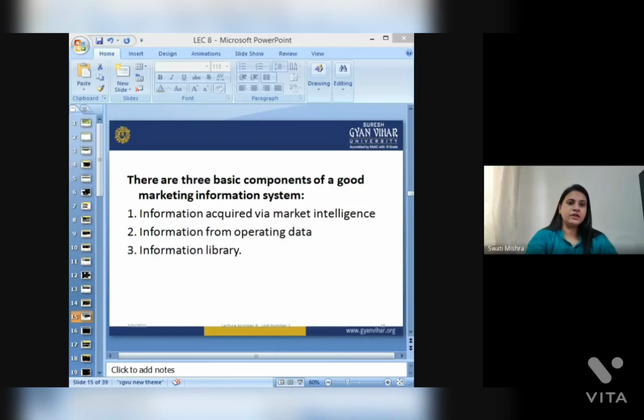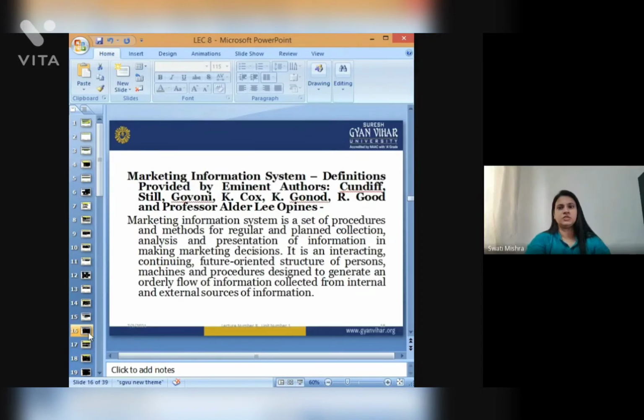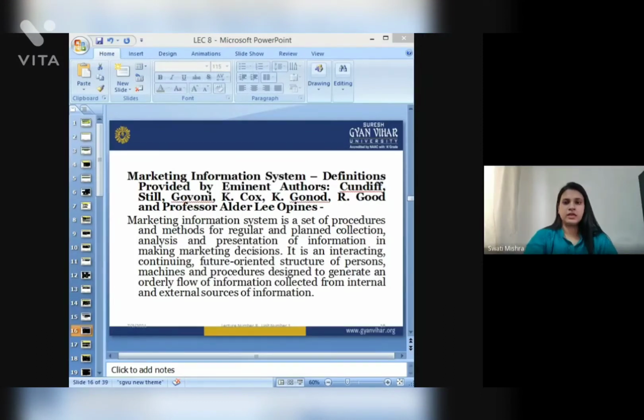So now that we have understood what the three basic components of a marketing information system are, we will move ahead, and now I will introduce you to the formal definition of the marketing information system, defined by some renowned authors like Cundiff and Govoni. So, marketing information system is basically a set of procedures and methods for regular and planned collection, analysis, and presentation of information in making the marketing decisions.